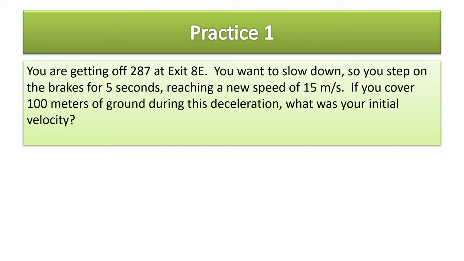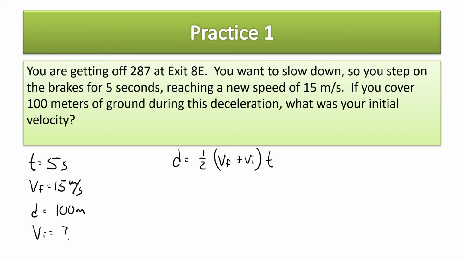So here are the givens. The unknown is VI. And as you can see here, we don't have the acceleration. They're not looking for the acceleration, so we can use that secret formula. And at this point, you can substitute in your values and then solve.